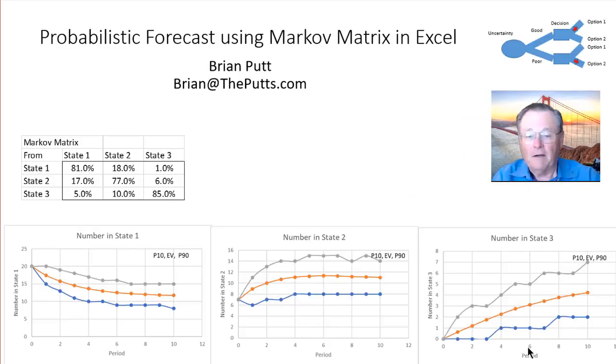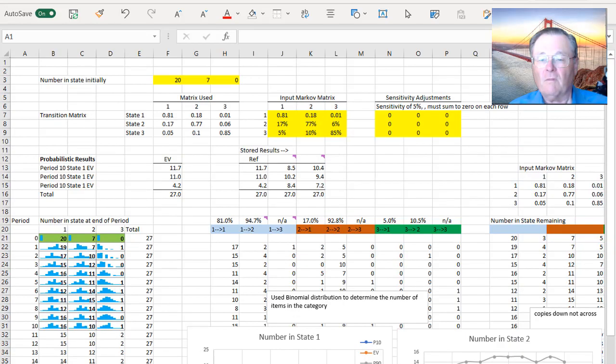As shown here, down here is the graphics we started with, showing the numbers in state 1, 2, and 3, and the confidence interval around each of those. So here's the model. At the top, we specified the number of homes in the initial state. So in state 1, there's 20 and 7 in state 2 and none in state 3. Over here, we specified the Markov matrix that we showed you before. And we're going to do a sensitivity using this table here. So this is actually the Markov matrix used in the model. I've summarized the probabilistic results here. Let's come back to that later.